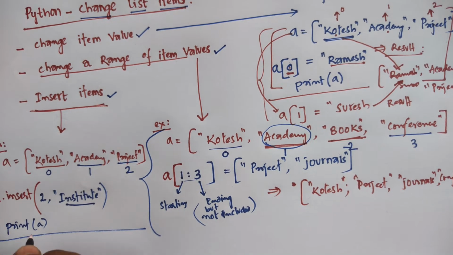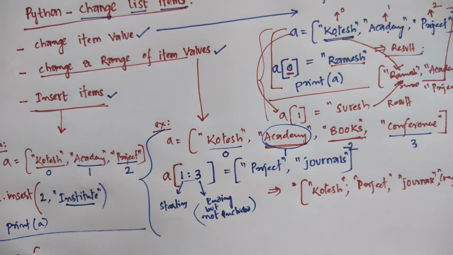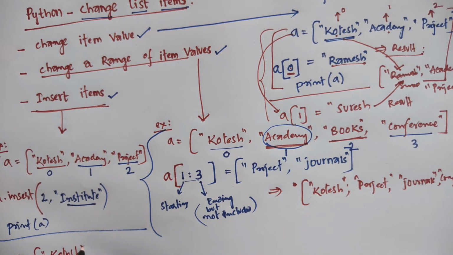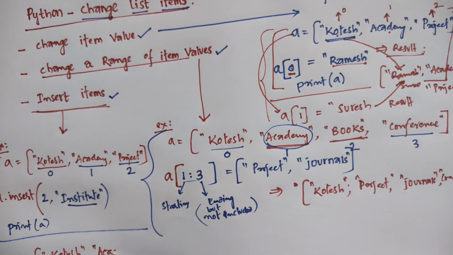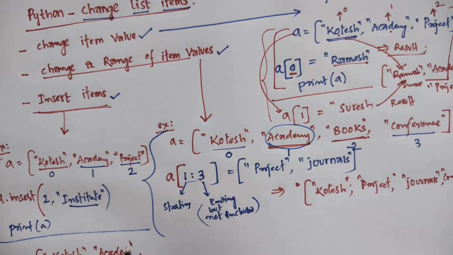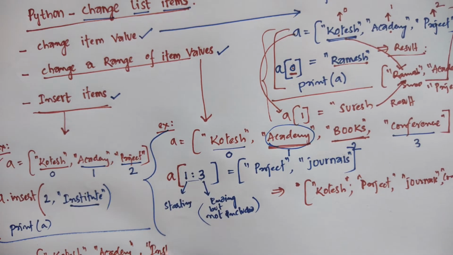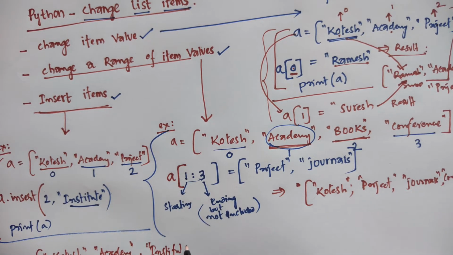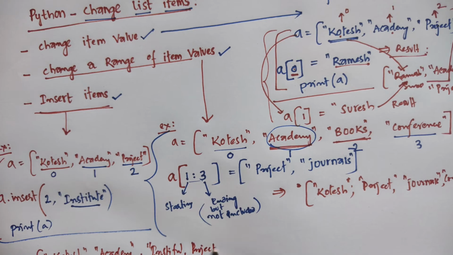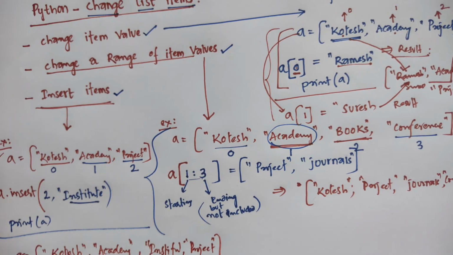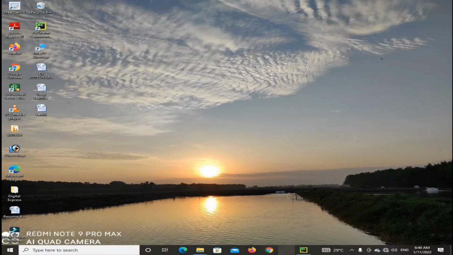After execution of this, you will get the values. The result will be quotation and academy, and the second position is institute, and the last one is project. This is the procedure to do the insert.